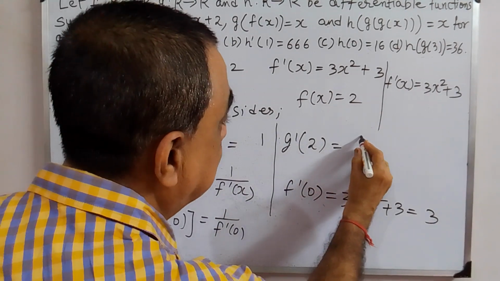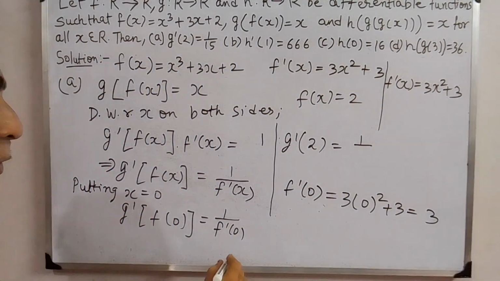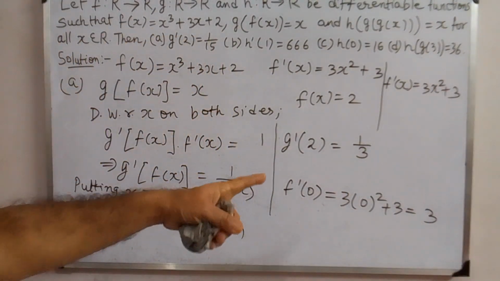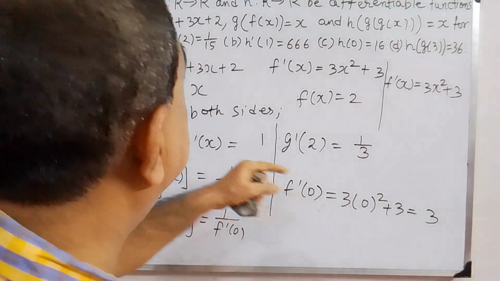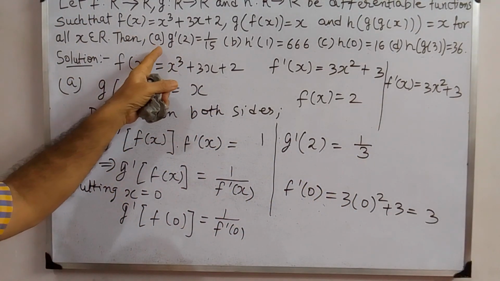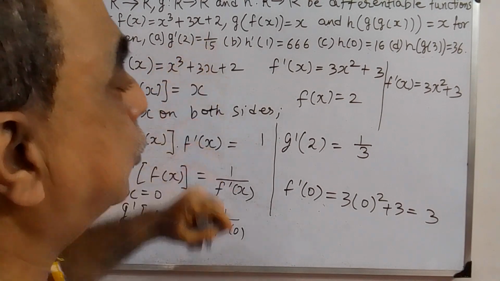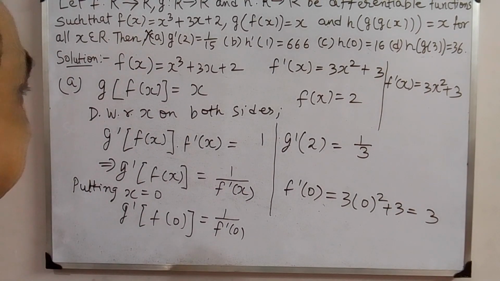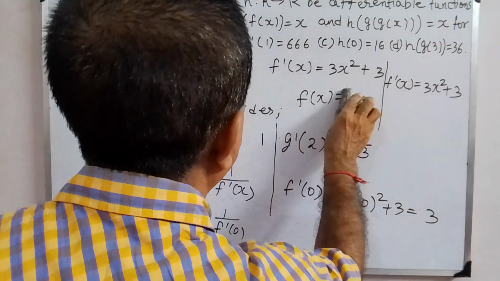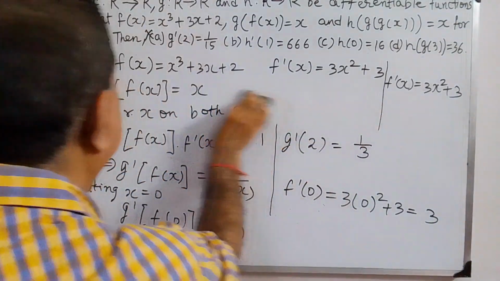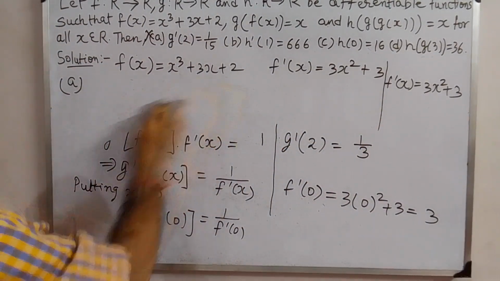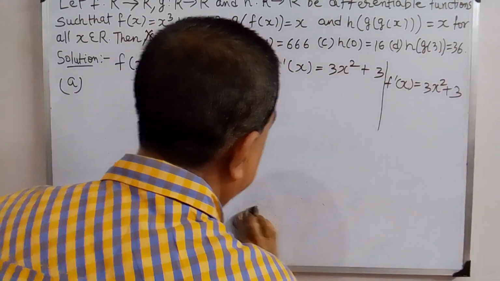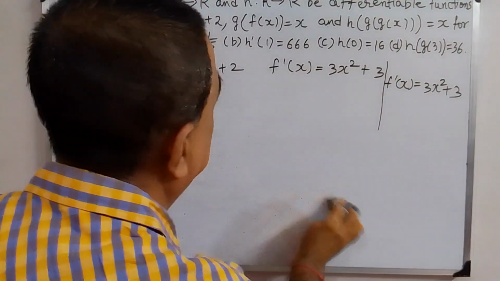So g dash 2 is 1 by f dash 0. The f dash 0 value is 3, so this is 1 by 3. The g dash 2 value we have got is 1 by 3. And in the option given, g dash 2 is equal to 1 by 5, so it is incorrect. So part A is incorrect. Now let us do the other parts. How will we check the other parts? A we have got is the wrong option.